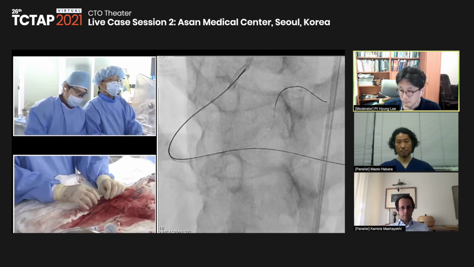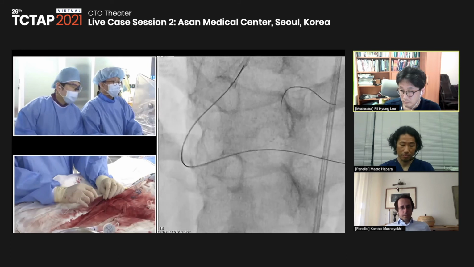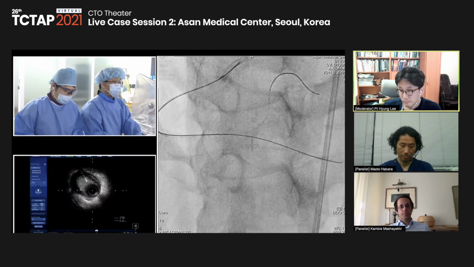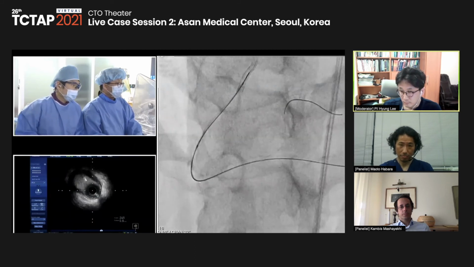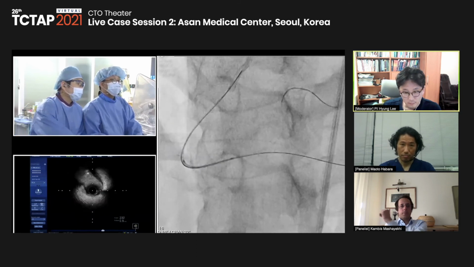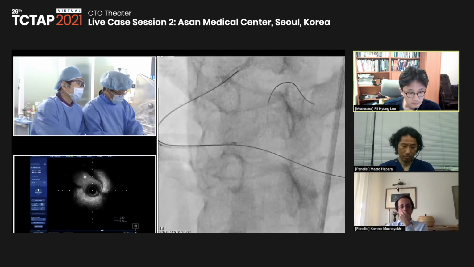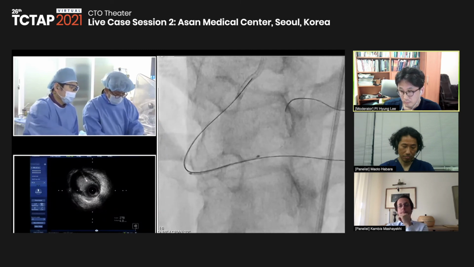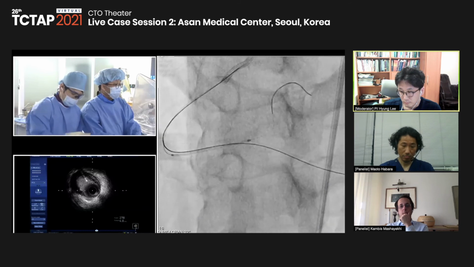Okay, according to the IVUS, I would like to put the stent at the exact position at the bifurcation portion. I do not want to cross the PL or the PDA because there is a risk of branch occlusion. At least according to the IVUS, the bifurcation is clear. So actually, I already did a reverse CART. I do not want to do the contrast injection, but at least at this point, I think I need it.